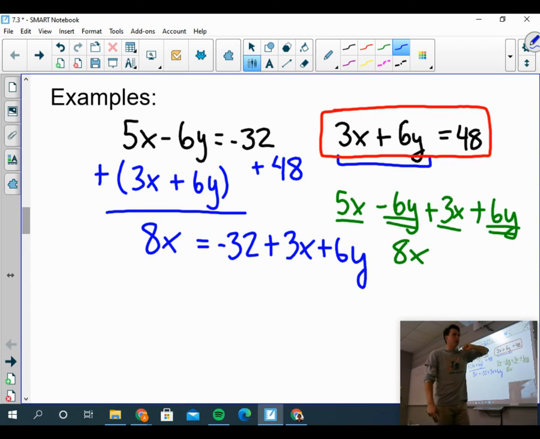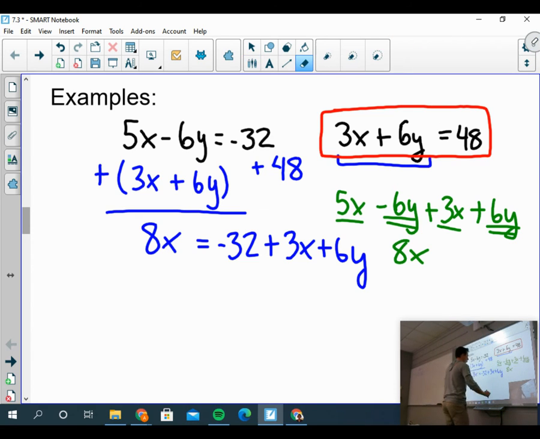I'm metaphorically taking the 3x plus 6y and receiving the 48. The 48 and the 3x plus 6y are the same. They are worth the same in this problem. So while I didn't add 3x plus 6y to the right side, I'm still doing to one side what I did to the other because 48 equals 3x plus 6y.